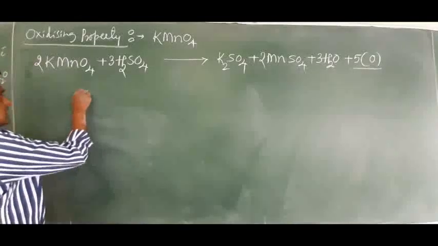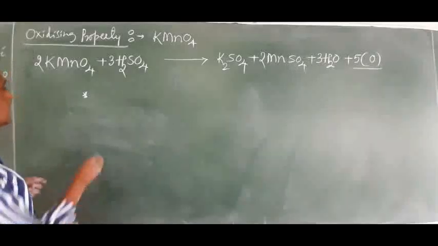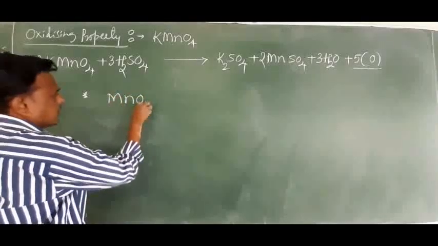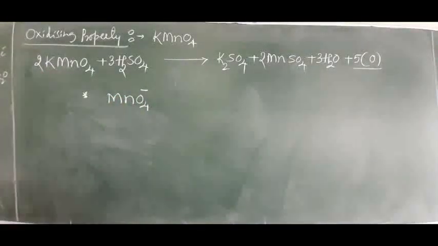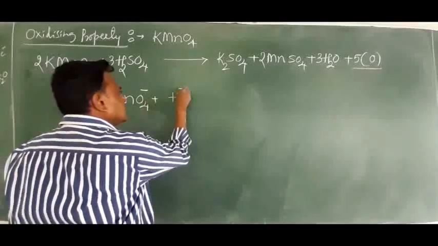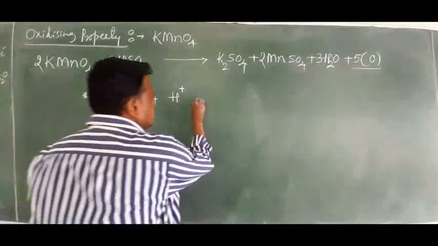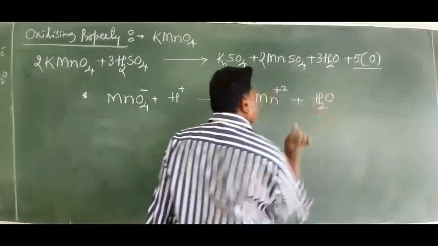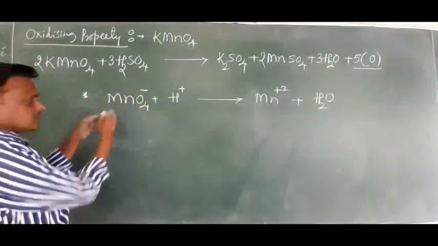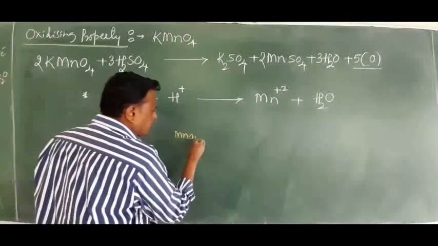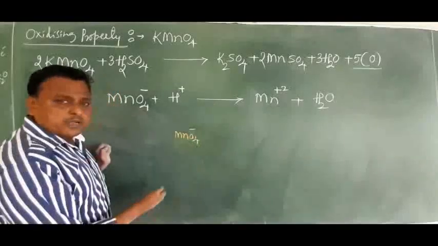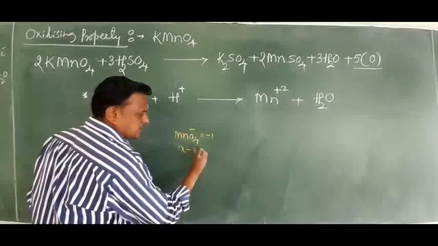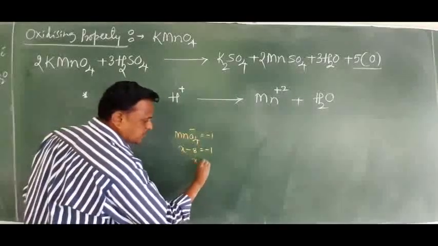As our syllabus mentioned in NCERT, in an ionic reaction, potassium permanganate, this is the permanganate ion, MnO4-. When a permanganate ion is treated with an acidic medium, it forms manganese, Mn2+, and releases water. It's a very simple reaction. What changes here? Keep yourself ready, friends. MnO4-, what is its oxidation state? It is minus 1. Mn, oxygen is minus 8, equal to minus 1, automatically X becomes plus 7.